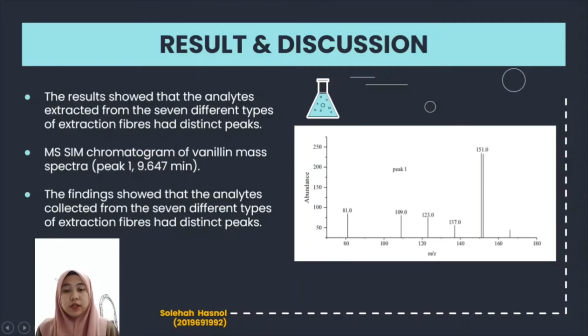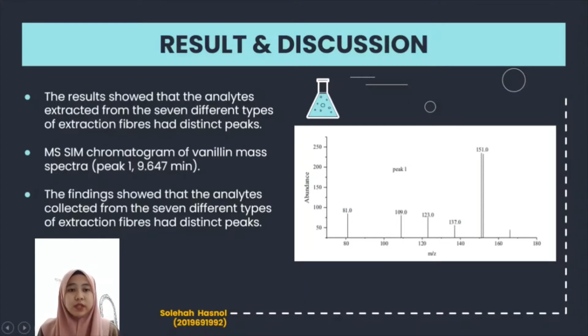According to the amount of extracted vanillin as represented by the peak area, chromatographic peak resolution and peak shape, the extraction capacity of the 7 distinct types of extraction fibers could be compared. Chromatogram of vanillin mass spectra is shown in peak 1, 9.647 minutes. The finding shows that the analytes collected from the 7 different types of extraction fibers have distinct peaks.